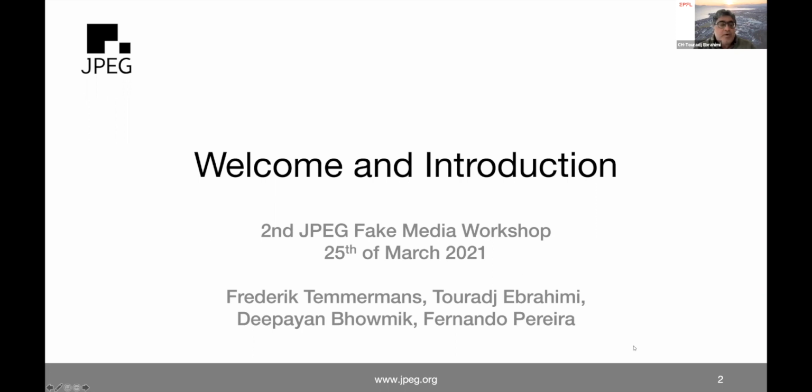This workshop was organized by the names that you see here, all JPEG Standardization Committee members: Frederick Timmermans and Deepayan Bomik, who are the chair and co-chair of the AHG on JPEG Fake Media, as well as Fernando Pereira, who is the requirements subgroup chair, and myself, I'm the convener of the JPEG committee. Next slide, please.